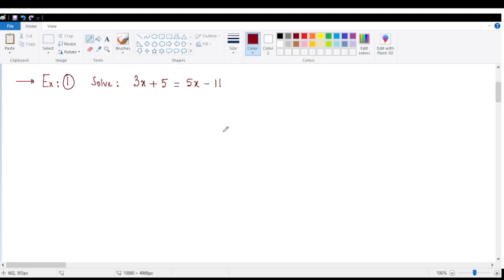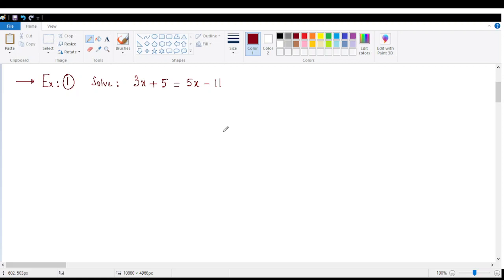Okay, so this is our first problem. Solve 3x plus 5 equals 5x minus 11. I've taken a very simple question so that I can give you the ABCDs of solving an equation, right? So first, as the step says, once we have simplified both sides, you can see it is already simplified. On the left side we have a variable and a constant. On the right side also we have a variable and a constant.